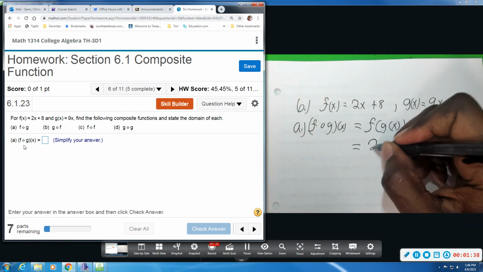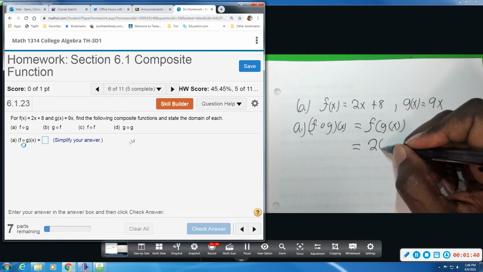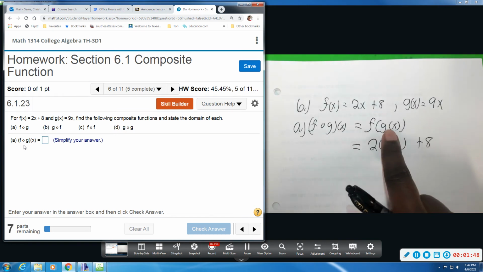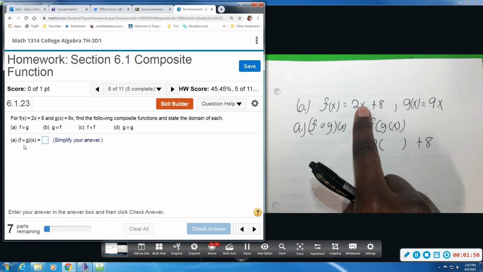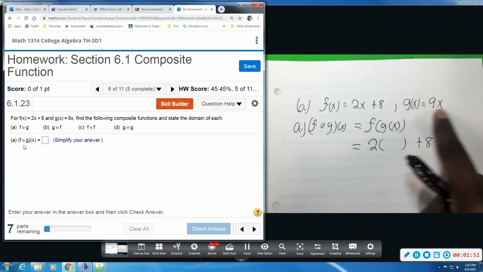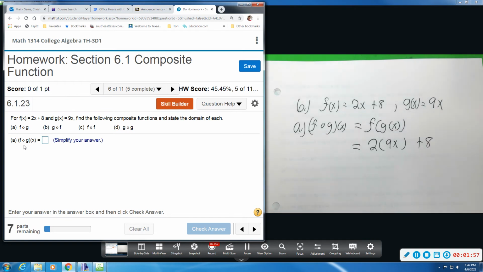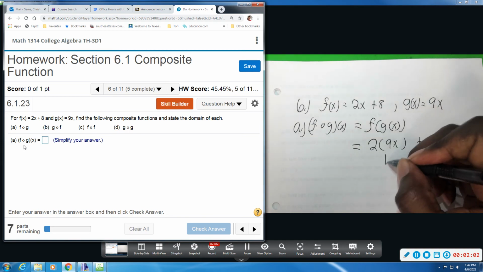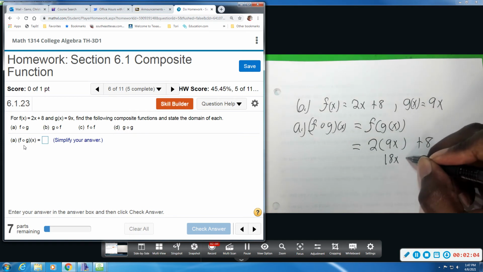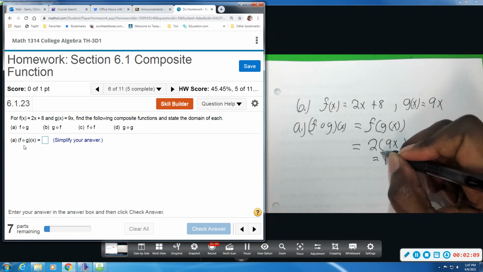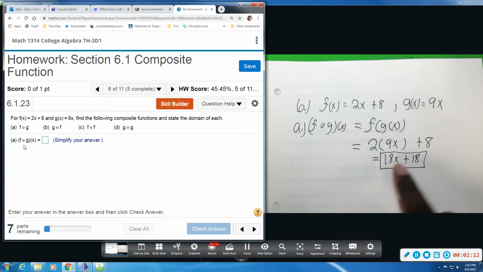So you start with the outside function, which is 2, and instead of writing x, I'm going to leave it blank. 2x plus 8. So this is the f equation. Inside where x was, we're going to replace that with the whole equation g of x, which is equal to 9x. So where x was, we're going to replace that with 9x. And then simplify. So 2 times 9x will give me 18x plus 8. So this is equal to our f of g of x.